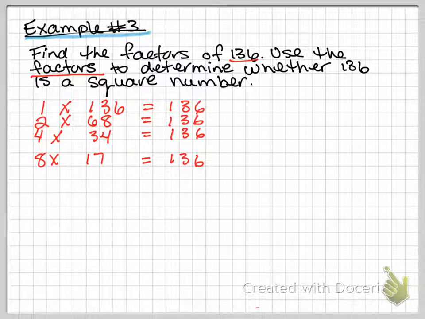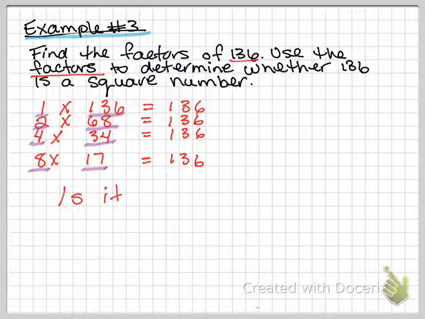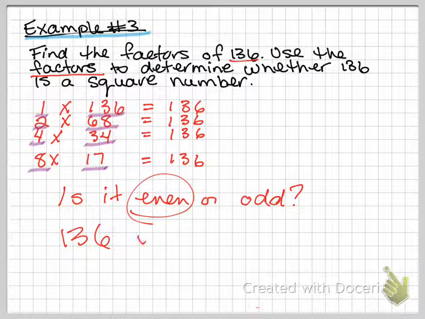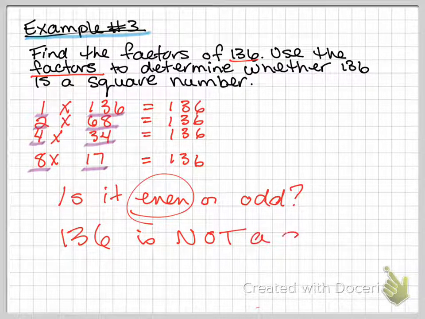So we can count them up. How many do I have? I have 1, 2, 3, 4, 5, 6, 7, 8. The answer that I have here, is it even or is it odd? Well, I counted up 8 factors, so it is an even number. So if I think about the rule back from the start of this lesson, there has to be an odd number of factors in order for it to be considered a square number. So 136 is not a square number.